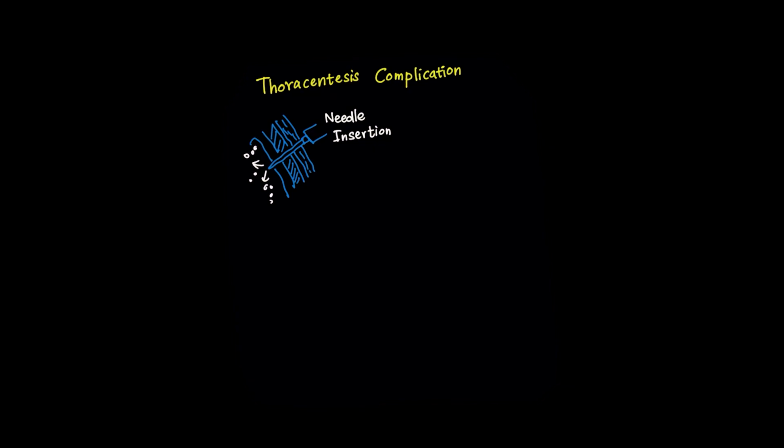Asymmetrical chest expansion after thoracentesis signals pneumothorax requiring immediate intervention. During thoracentesis, a needle is inserted through the chest wall to drain pleural fluid. If the needle accidentally punctures the lung tissue, air escapes into the pleural space, creating a pneumothorax.